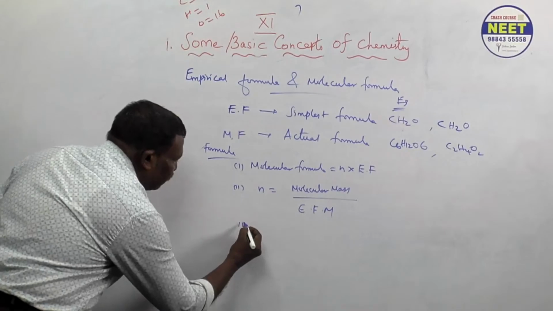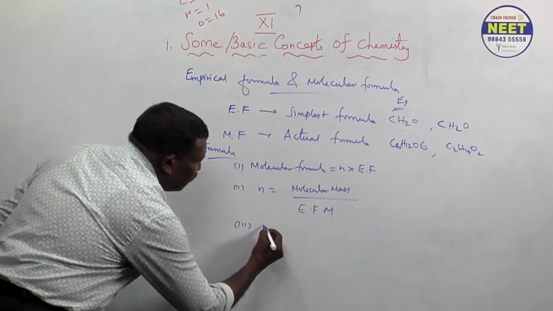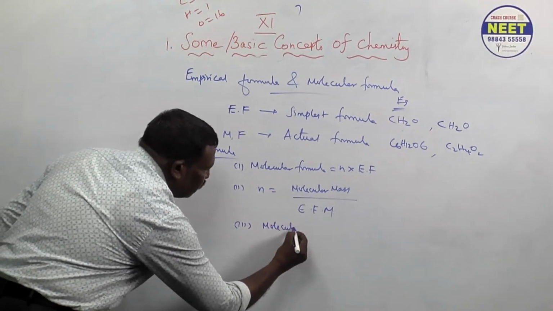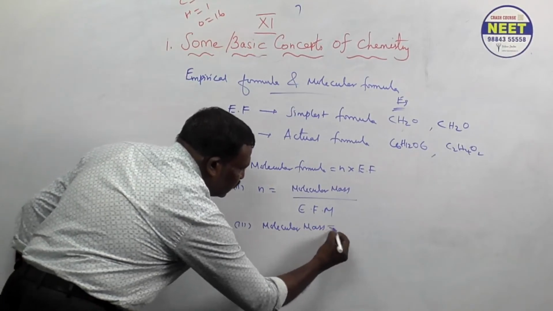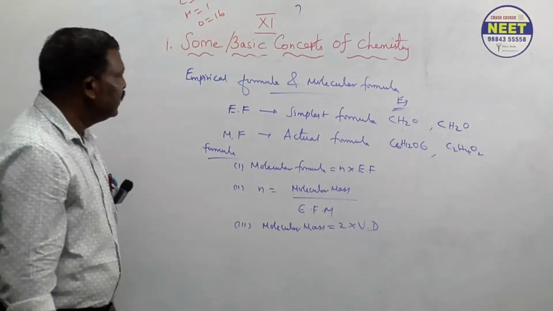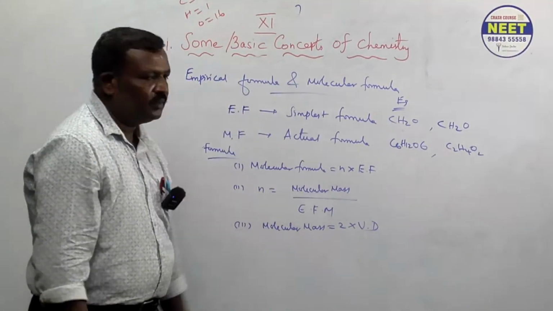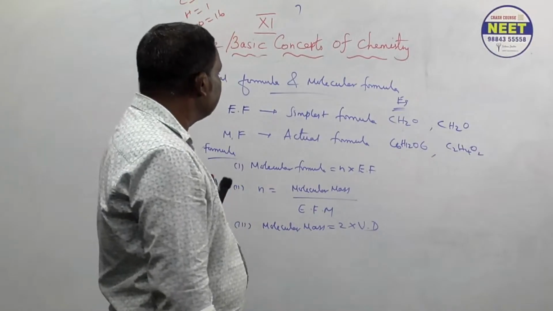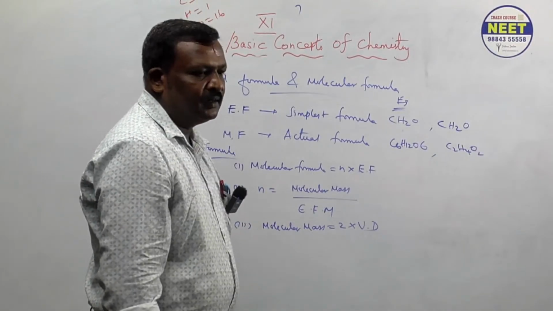Then what is the other formula? Molecular mass is equal to 2 into vapor density. These are the things you must know. Then only we can find this and all. VD means vapor density.